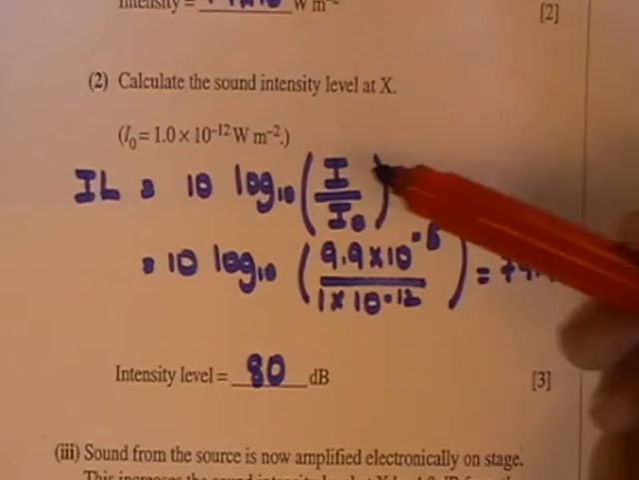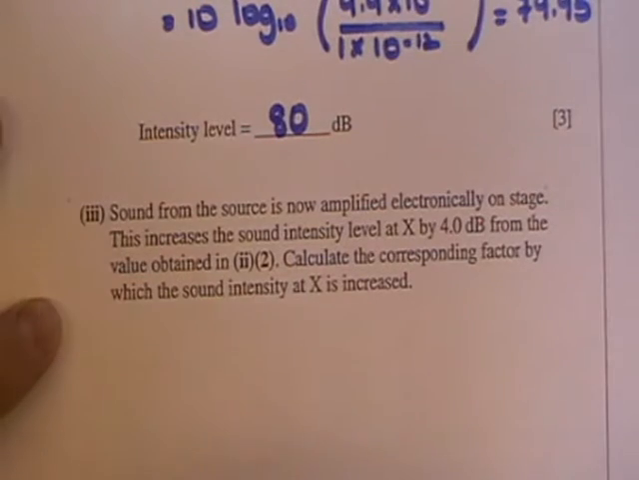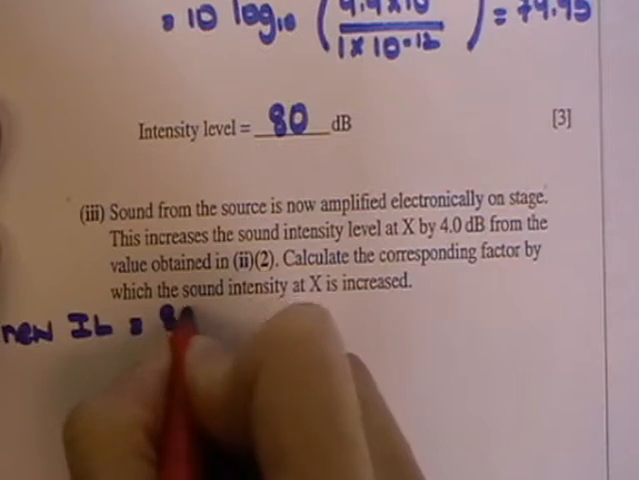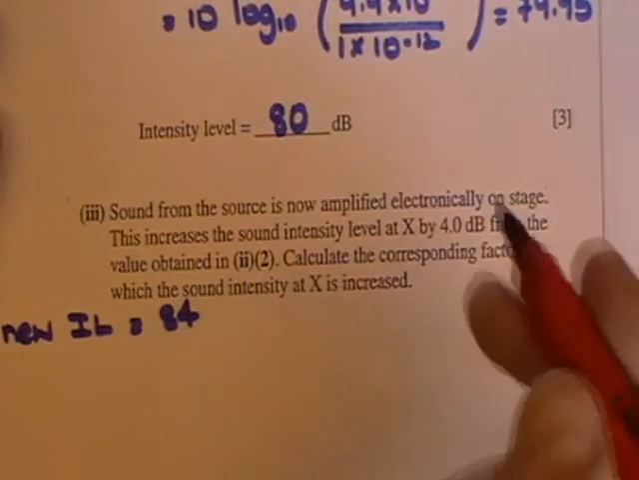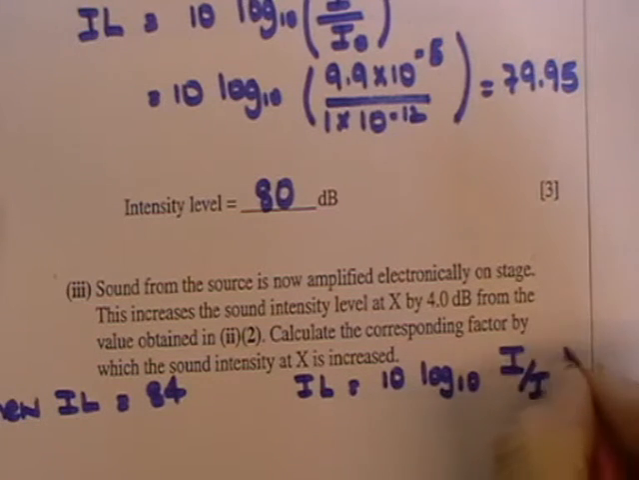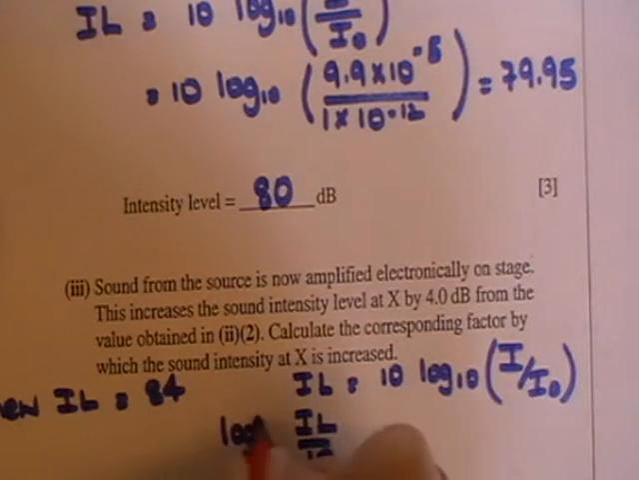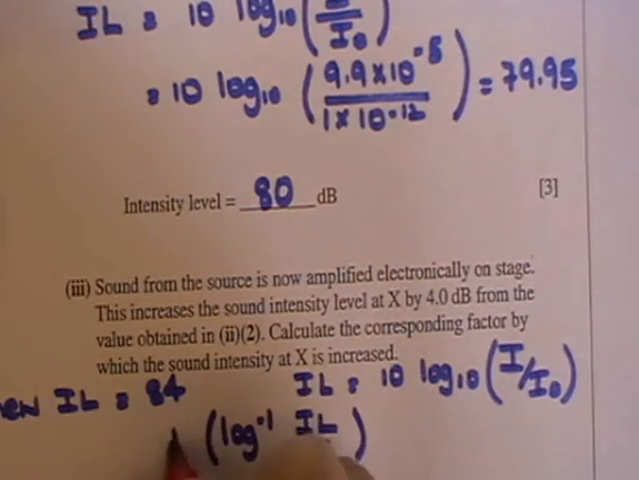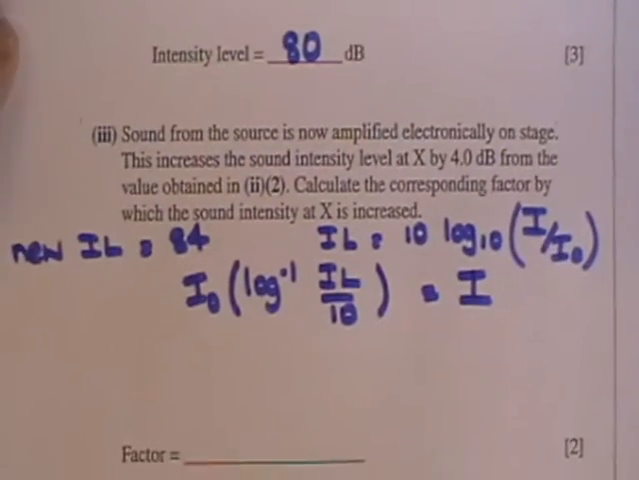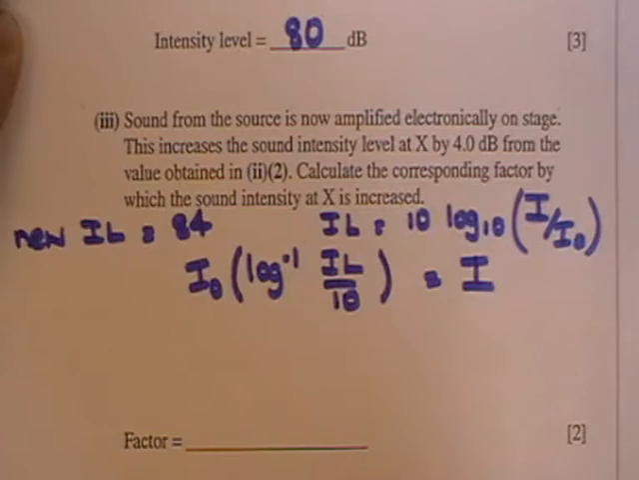So what we have to do is use this equation backwards and work out how much the sound intensity has increased to, and then work out the corresponding factor. And so the first thing we're going to do is our new intensity level is 84. And so if we need to calculate a value for I for this 84, we have to work backwards from our equation. So there's the equation, intensity level equals 10 log to the base 10 I over I naught. We need an equation for I, so we have to divide our intensity level by 10, take the inverse log of it, and then multiply it by I naught, and that will give us I. So that's the equation rearranged.